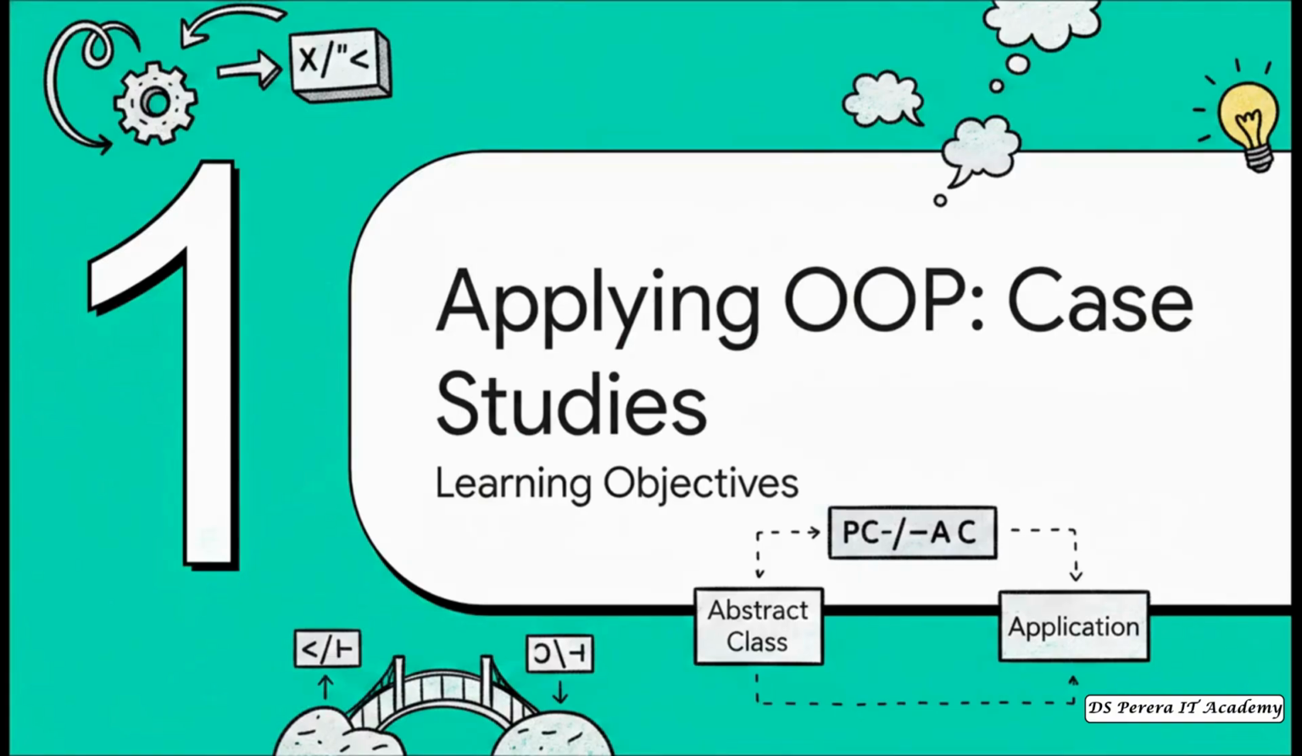All right, so why are we starting with case studies? Well, because programming is all about application, right? It's not enough to just memorize what an abstract class is from a textbook. The real skill is knowing when to use one and why it makes your code better, more efficient, and more logical. These examples are going to be that bridge between knowing the definition and knowing how to use the tool.